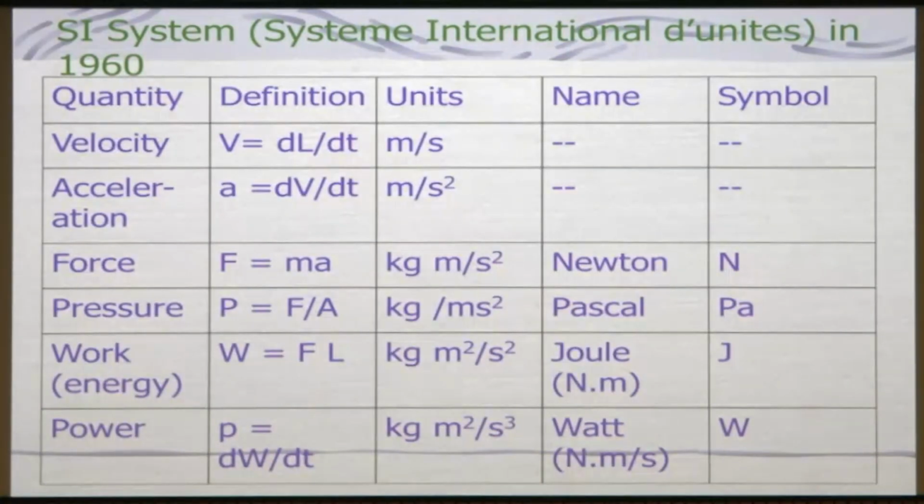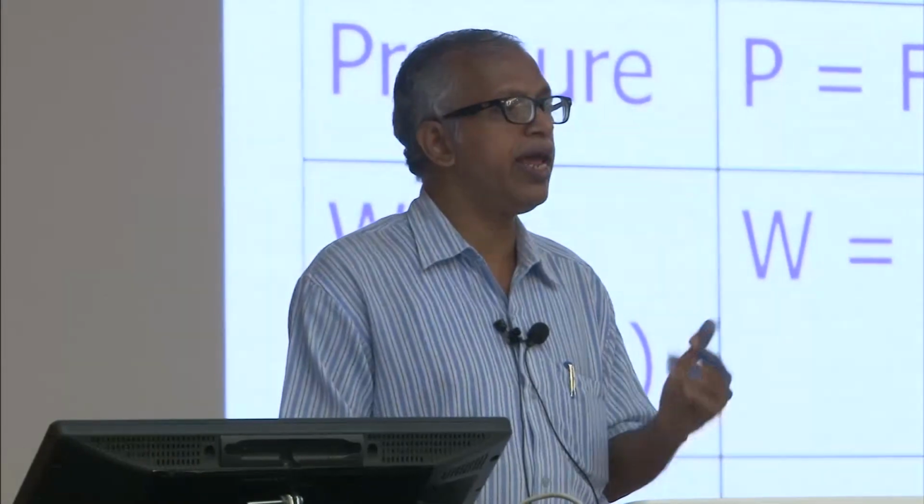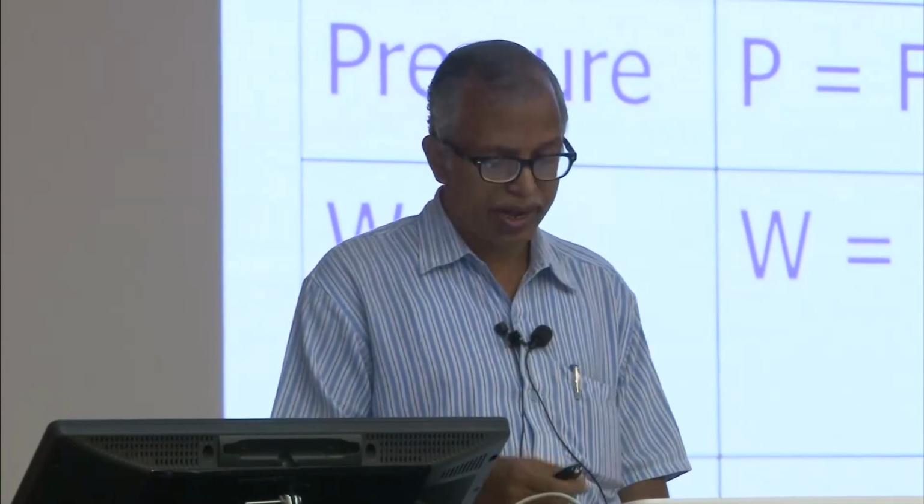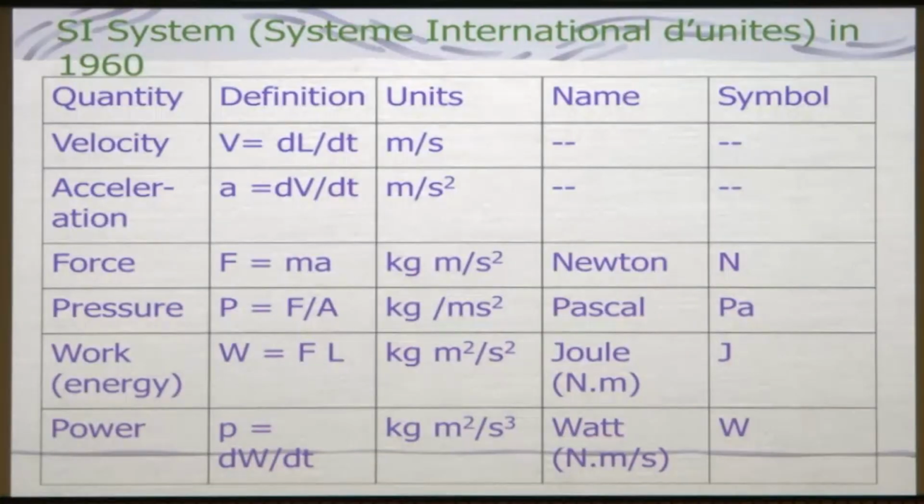So, we will be using various quantities in the Systeme International, which they adopted in 1960. Acceleration, as I told you, is the change in velocity with respect to time, in meter per second square. Force is F equal to m a, in kg meter per second square, called Newton. See, Newton is a name, therefore we use a capital N, not a small n, right. Any name, whatever we use, is always capital, as the unit symbol.